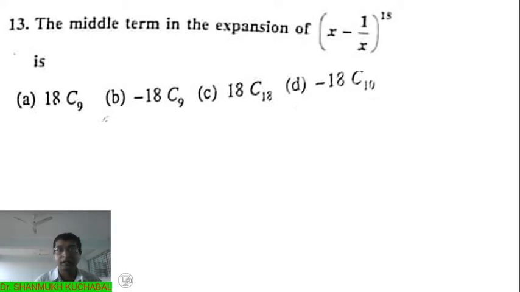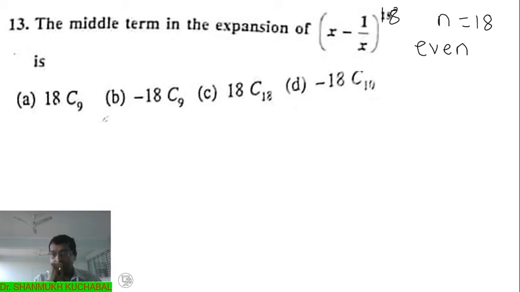The middle term in the expansion of x minus 1 upon x raised to 18. So here the power is 18, you have to calculate. The steps involved: here we write the value of n, n equal to 18, which is an even number. In our last class we discussed, if it is an even number or an odd number, how to take its middle term here.